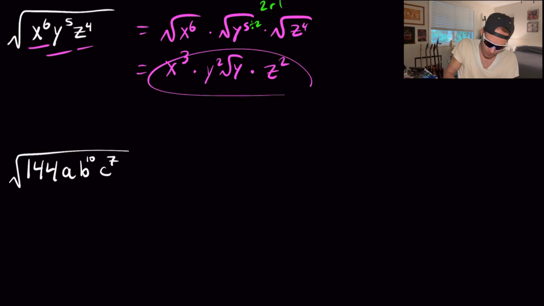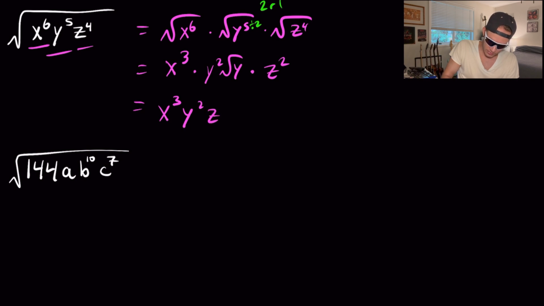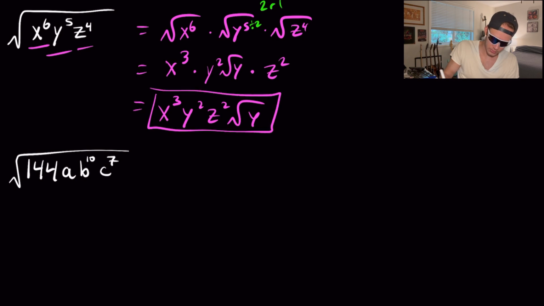Right, now we just combine everything back together. And we'll have, let's do x to the 3rd. We'll have y squared. We'll have z squared. And then at the very end is where you throw your terms still stuck in the square root. So there's your answer for that one.